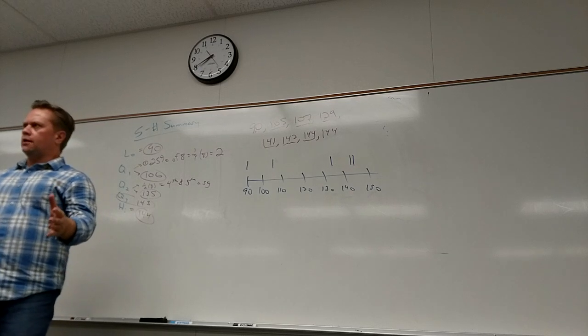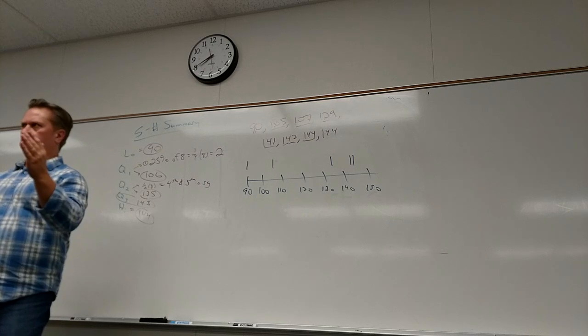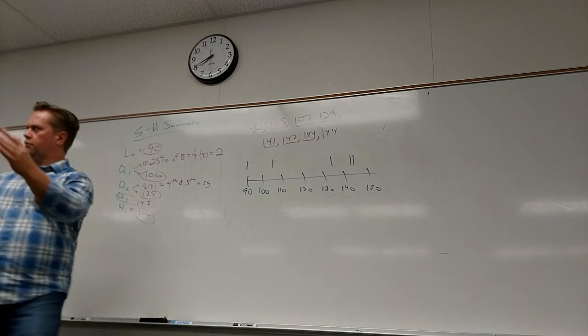Where's the box part of the box plot? The middle. Q1 through Q3, the middle 3, right?